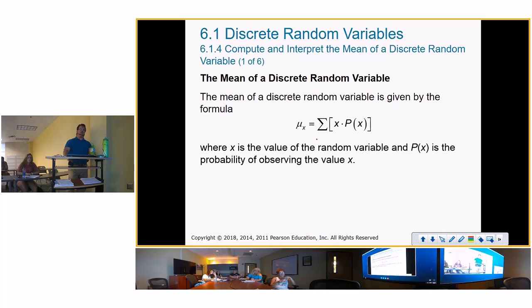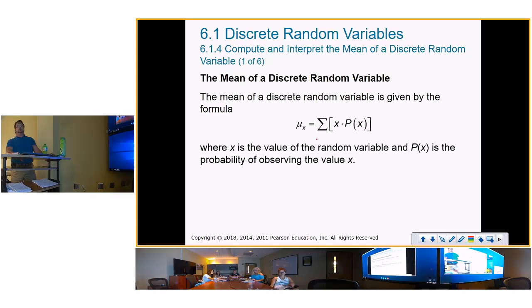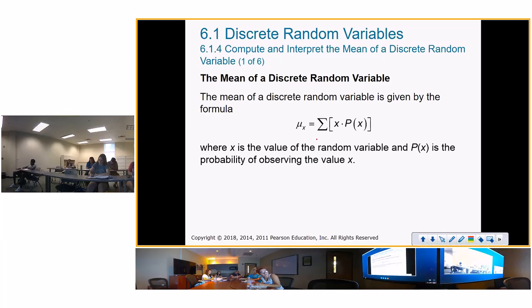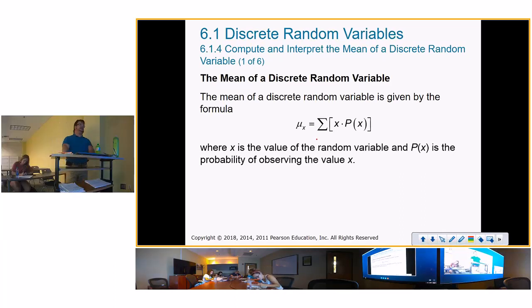Here's number one important formula. The mean is equal to the summation of x times the probability of x.